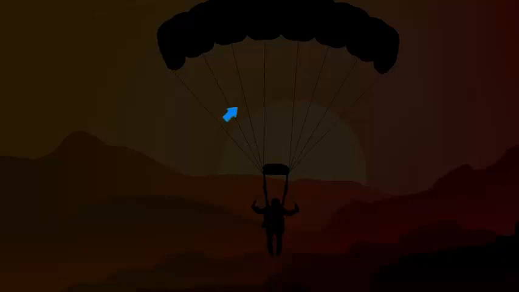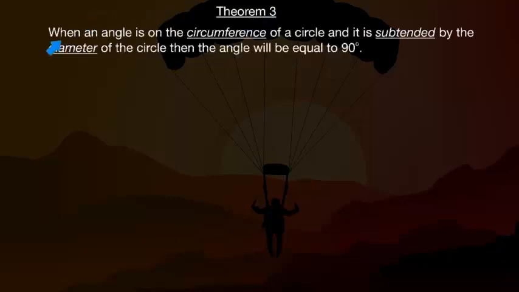Hi everyone and welcome. In today's lesson we'll be looking at Theorem 3 and here's what it means. When an angle is on the circumference of a circle and it is subtended by the diameter of the circle, then the angle will be equal to 90 degrees.